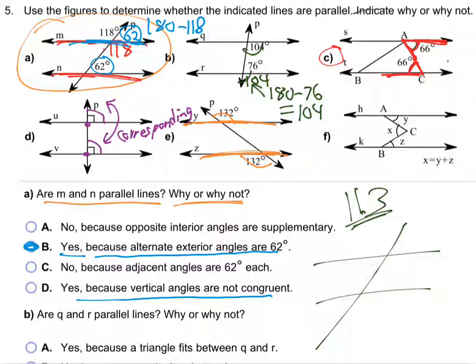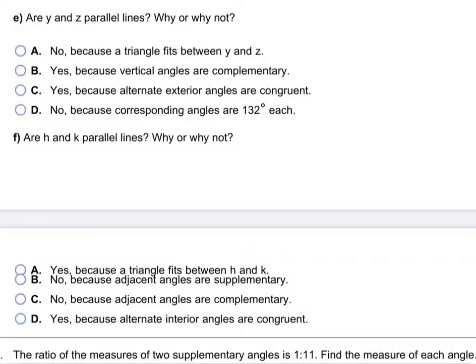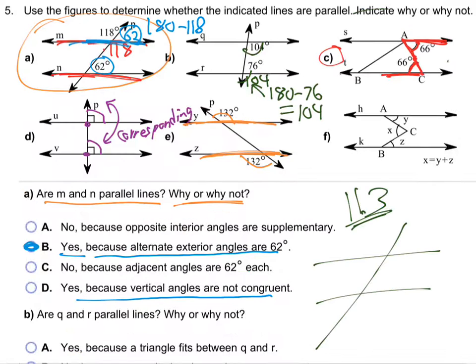So that's alternate exterior. So if we go back to, where's E? Yes, because, not vertical, no. Yes, because alternate exterior. There it is. That's the reason why there. We good there? Questions so far? It's making sense, just identifying those.